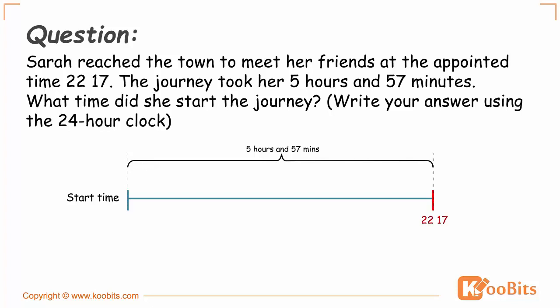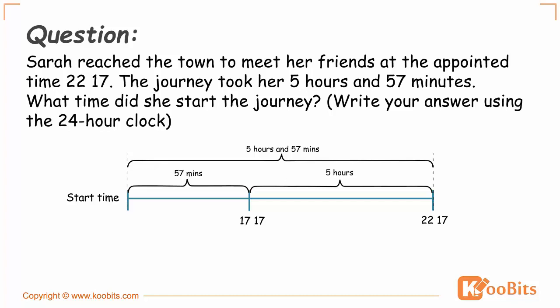Since we know the end time and the duration, we can find the start time. First, let's move back 5 hours from 22:17. 5 hours before 22:17 would be 17:17. Next, let's move back 57 minutes from 17:17. Do you think we can work this out directly? No, we cannot. So let's divide it further.